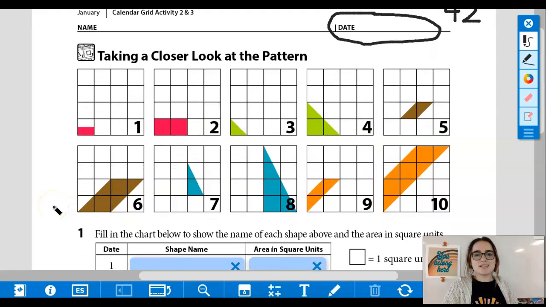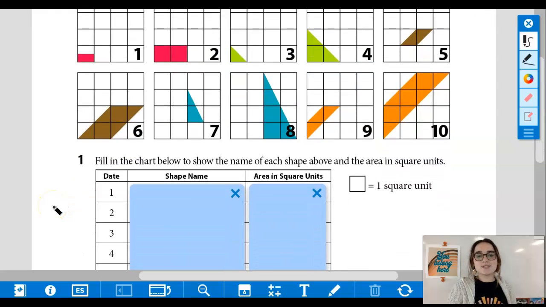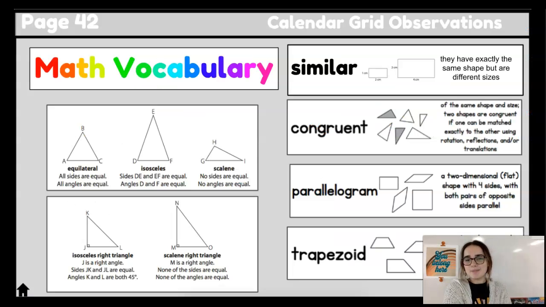The first thing we need to do on page 42 is fill in the chart to show the name of each shape above and the area in square units. But before we start naming these shapes, there are a few new shape names that we need to talk about. When we're naming triangles, there are three names that we can use.